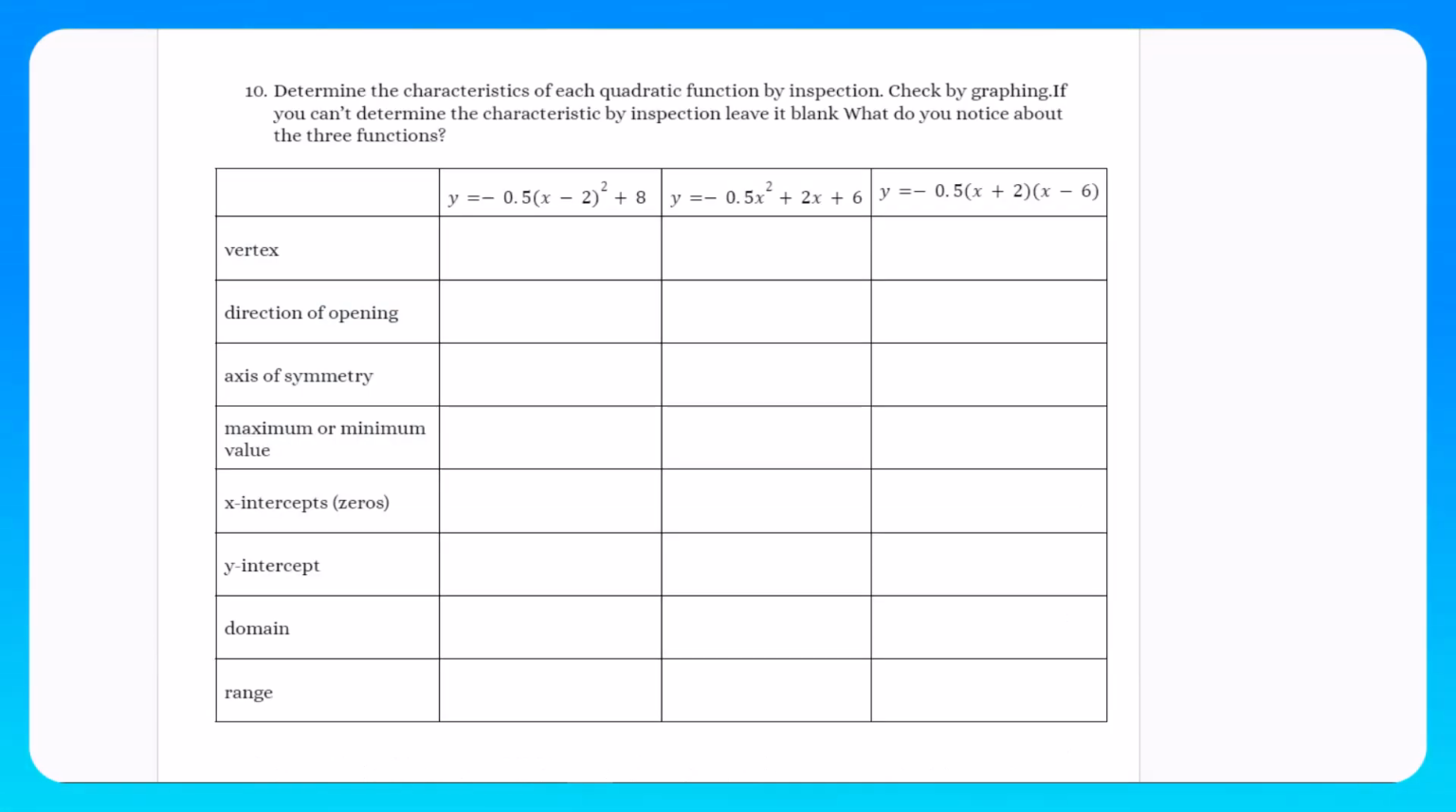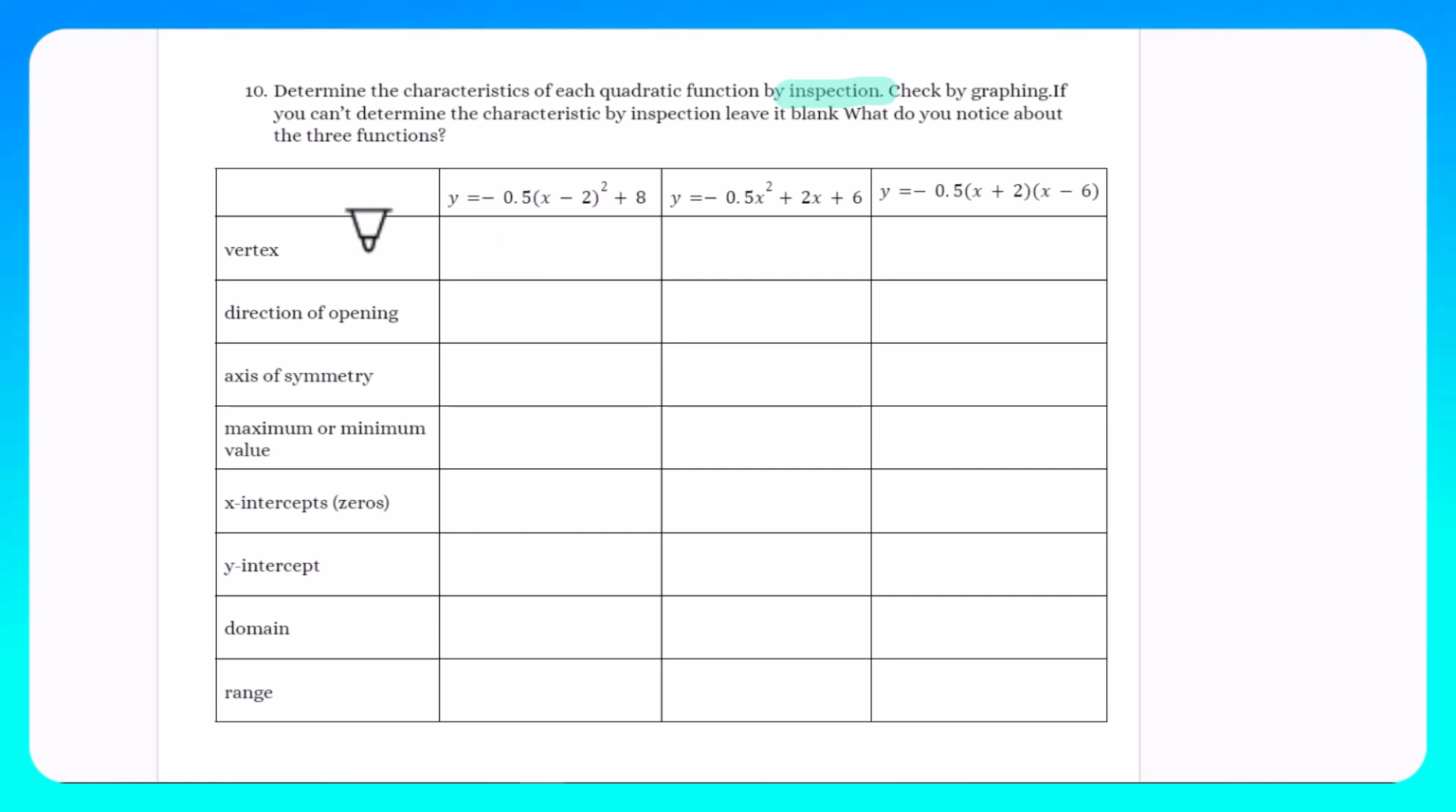It's the finale, folks, and we're going to put everything together. We're going to look at 3 functions in 3 different forms, and we're going to figure out what characteristics we can identify with inspection alone. And remember, inspection is looking, not calculating. If there's anything that has to be calculated, we're just going to leave it blank. We're going to start with the first one, which is in vertex form. And let's see what we come up with here.